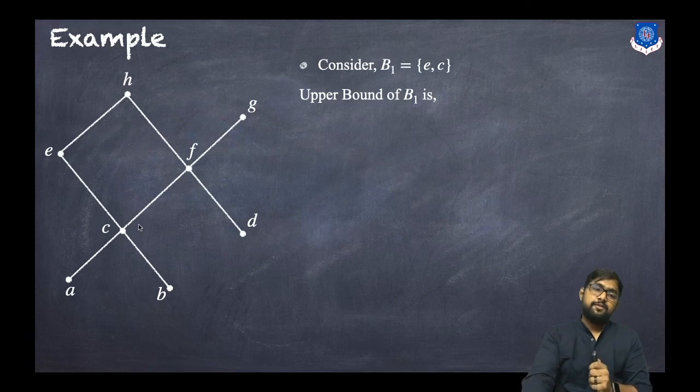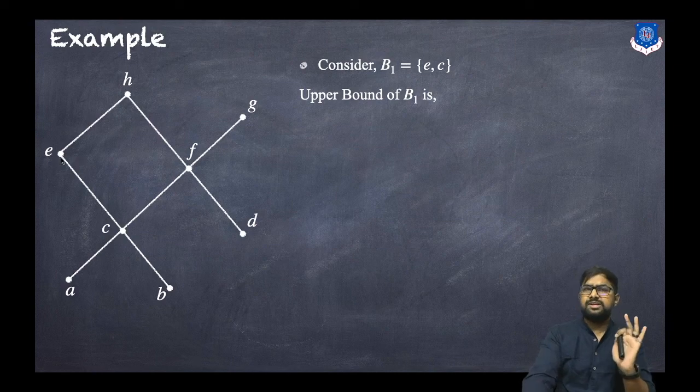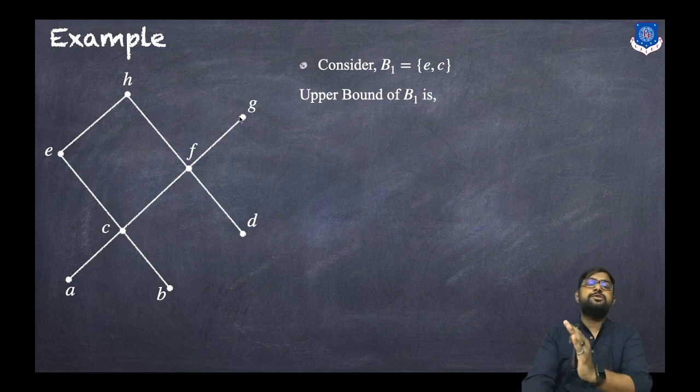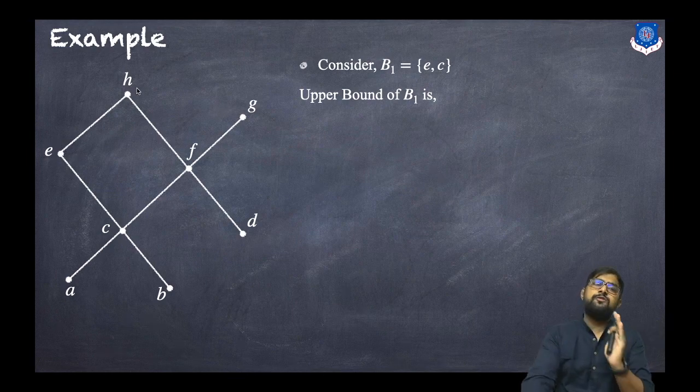Now consider F. Can we go from C to F? Yes, we can go from C to F. Now can we go from E to F? First go from E to H. Then for H to F we need to go in the downward direction, but that is not possible as it is a Hasse diagram. So F cannot be an upper bound. Now consider G. Can we go from C to G? Yes, first C to F, then F to G. Now can we go from E to G? First from E to H, then H to F. For H to F we need to go in the downward direction, but that is not possible. So G cannot be an upper bound.